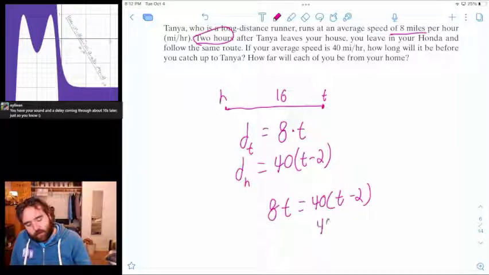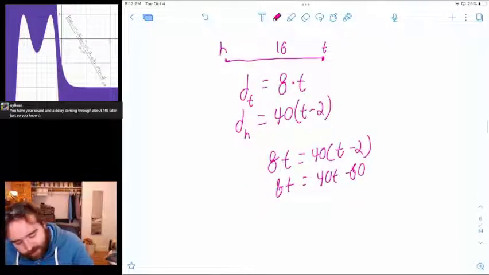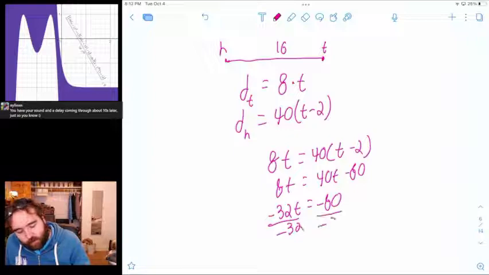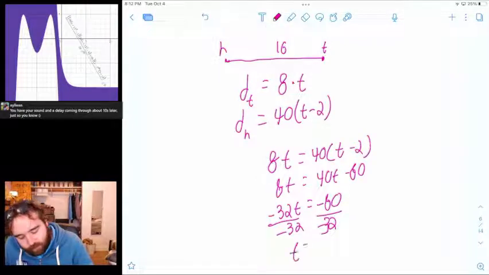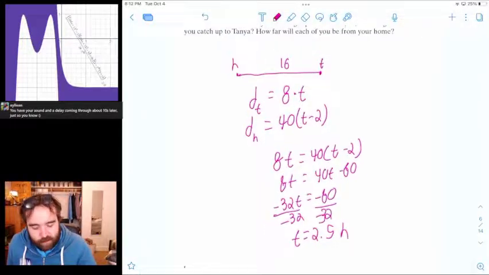So how does that go? 40t minus 80. So 8t equals 40t minus 80. So negative 32t equals negative 80. Divide by negative 32, divide by negative 32. So what? You cancel the 8 and do 10 over 4. So that's 2.5. So in 2.5 hours is when they're going to cross each other.